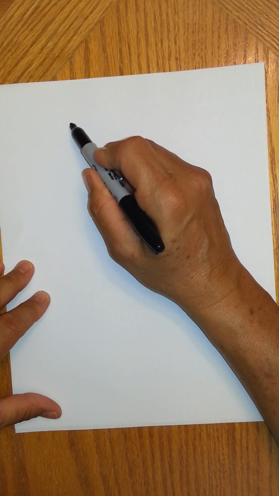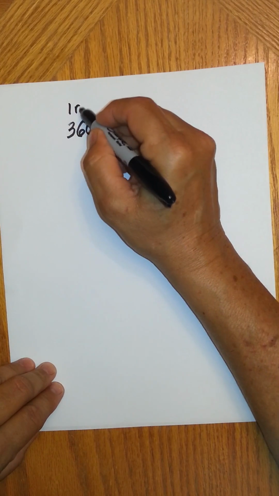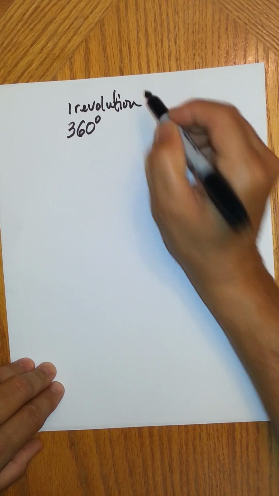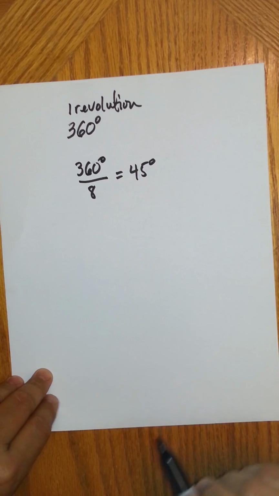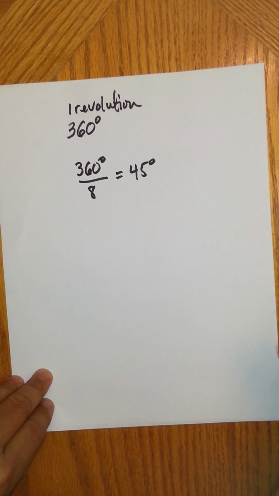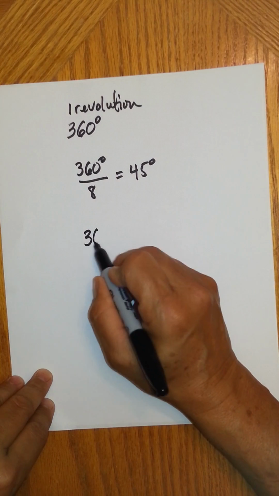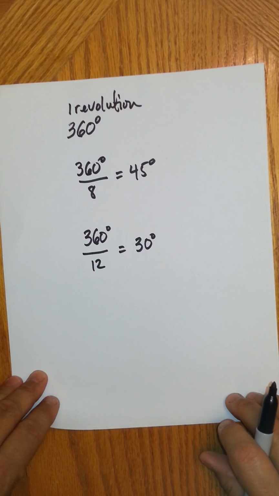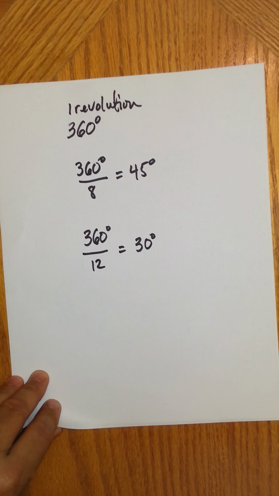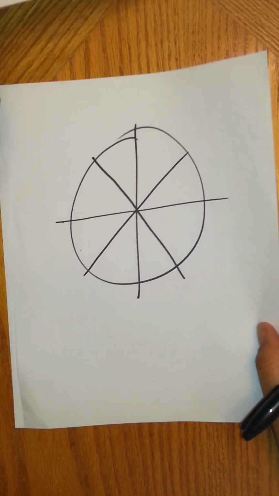Now, because of the way we measure circle rotation, 360 degrees is 1 revolution, and if we take 360 and divide it by 8 equal parts, we're going to get 45 degrees. So in that case, the eighths are really multiples of 45. And if you take 360 and divide it by 12, you're going to get 30 degrees. So in that case, the twelfths are multiples of 30. So let's take a look here.